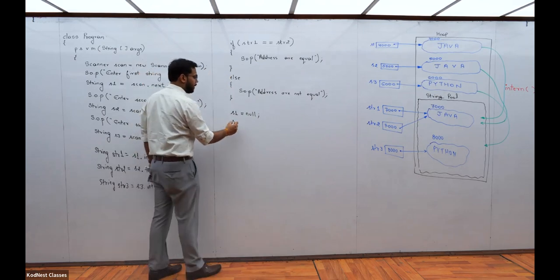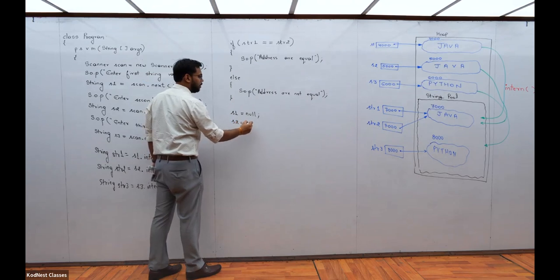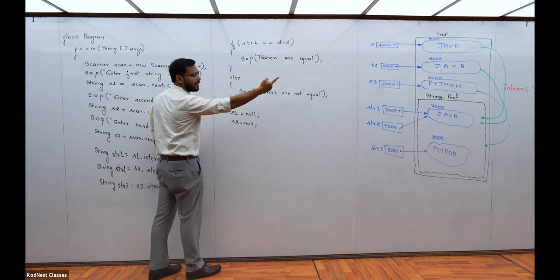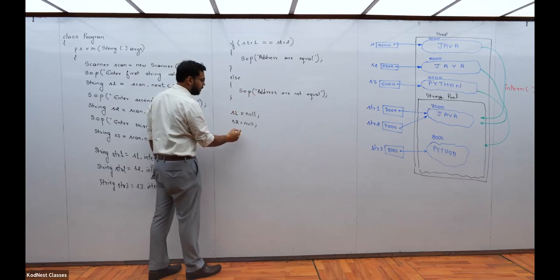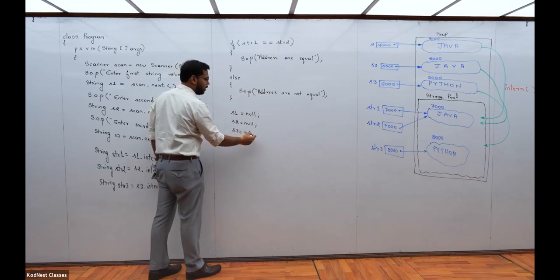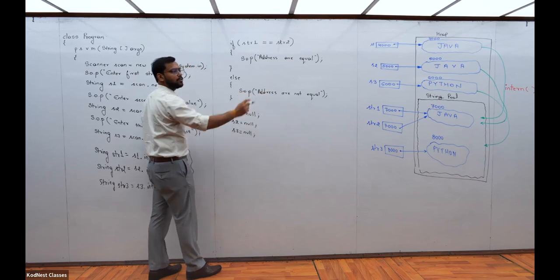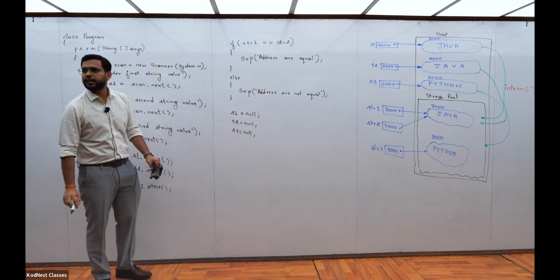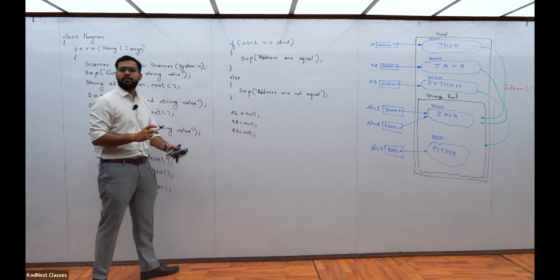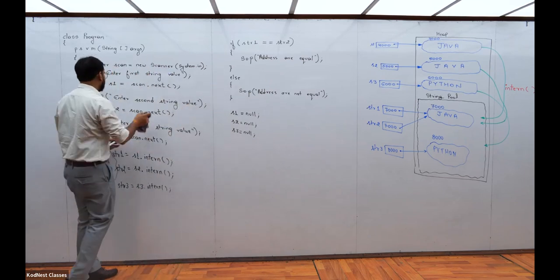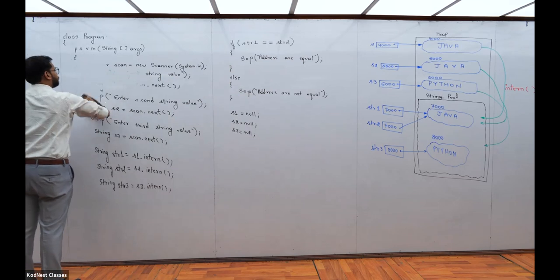Next, again I will tell here S2 is equal to null. So the second, 5000 object Java will be deleted. Again I will tell S3 is equal to null. What will happen? That 6000 object, the Python object, will be deleted. In this manner, we can delete the objects whatever is required. Next, let us move to the next program.